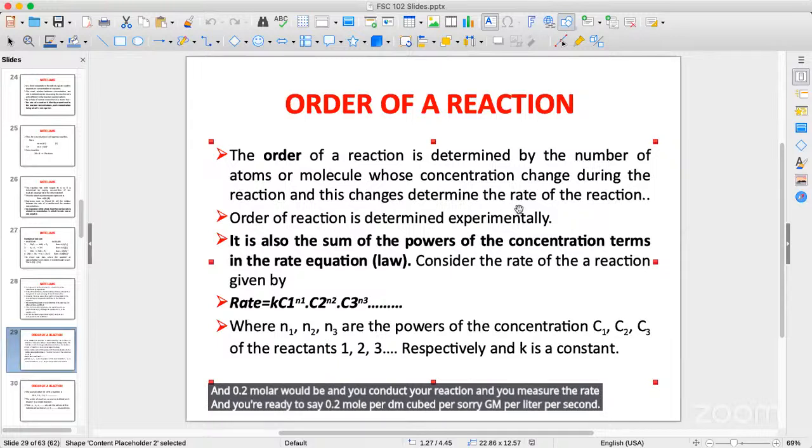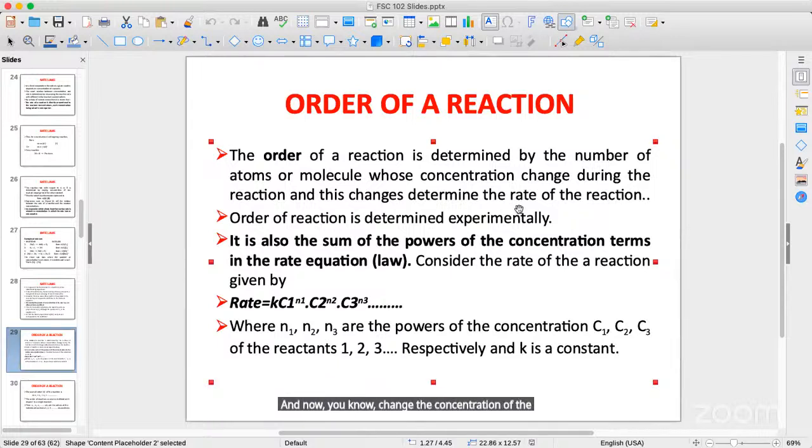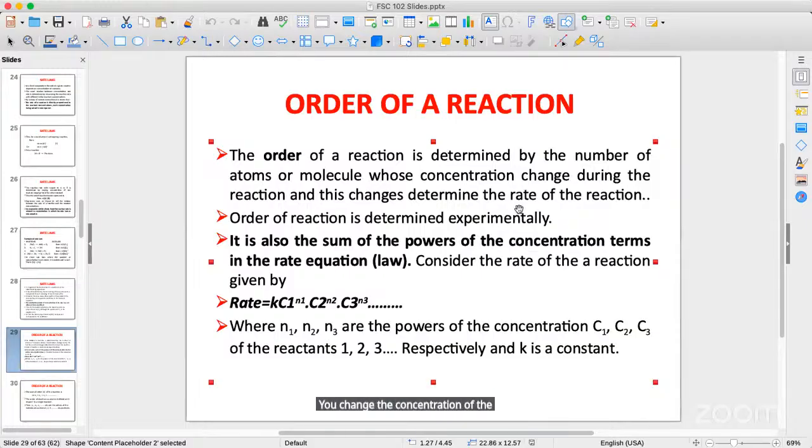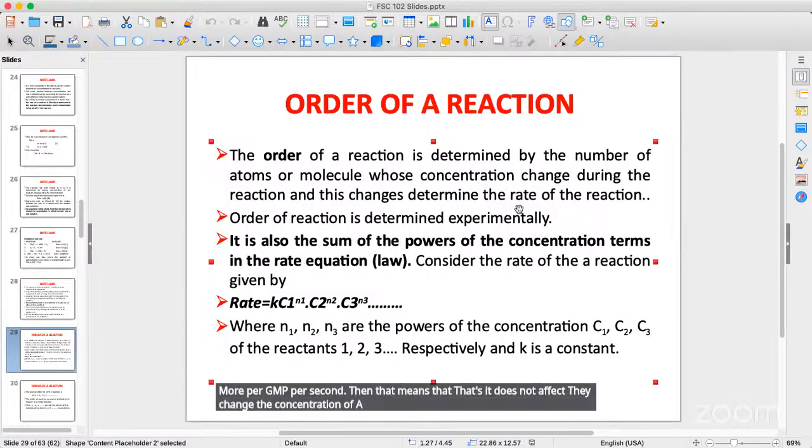Now you repeat the reaction. You change the concentration of A from 0.2 to 0.1, but you maintain the concentration of B at 0.2. You now measure the rate again. Now, if the rate remains the same, that is, you still have your 0.2 mole per dm cube per second, then that means the change in concentration of A does not affect the rate of reaction.